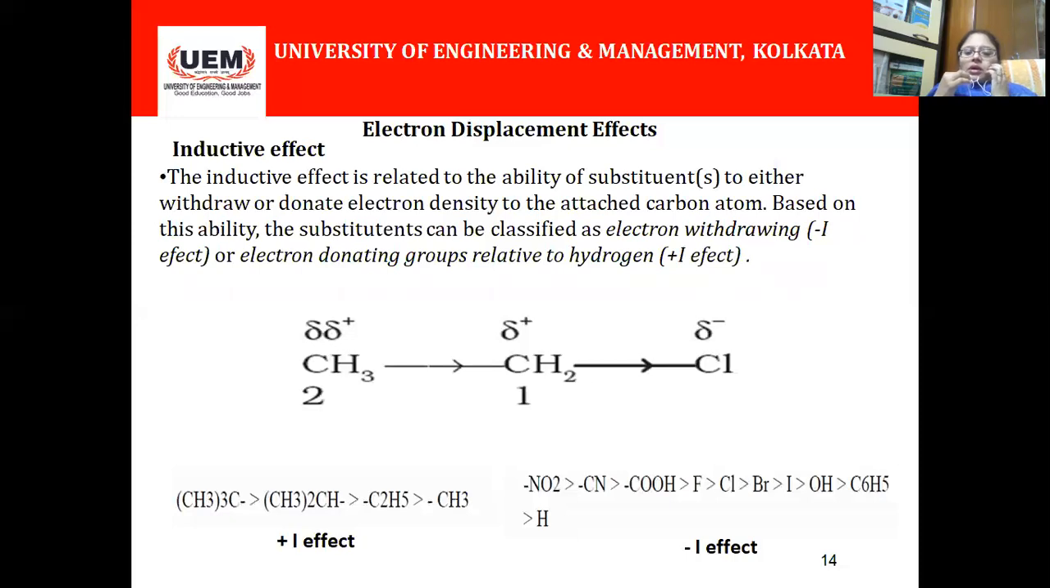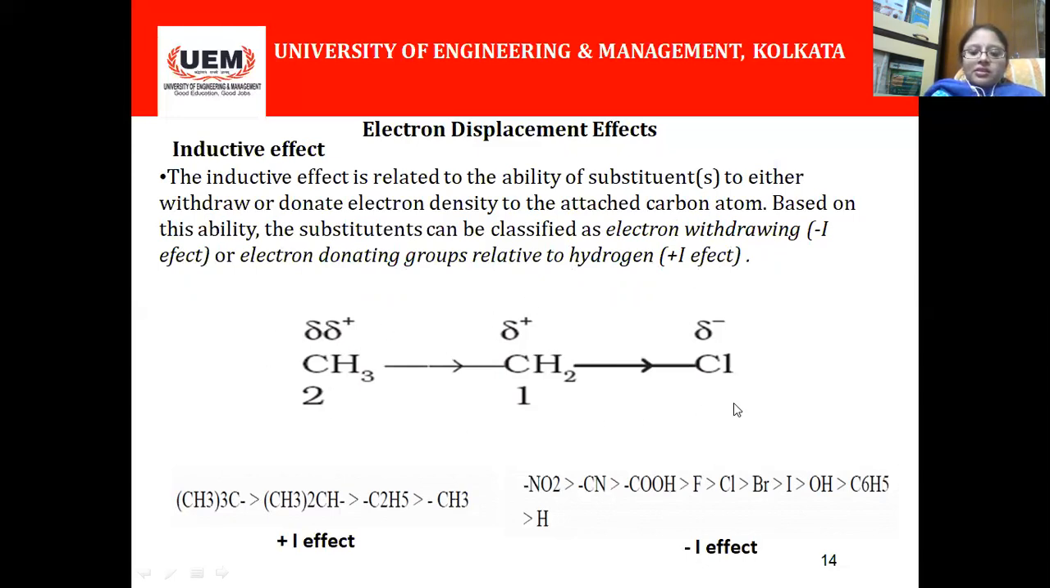Now I will discuss some kinds of effects. There are different effects that we will require to discuss organic reactions. First one is inductive effect. What is inductive effect? The inductive effect is related to the ability of a substituent to either withdraw or donate electron density to the attached carbon atom. It can be classified as electron withdrawing effect, that is called the minus I effect or negative inductive effect, or electron donating group relative to hydrogen, called the plus I effect or positive inductive effect.